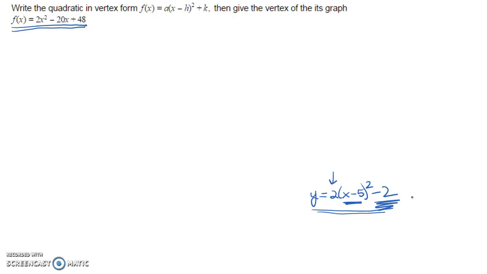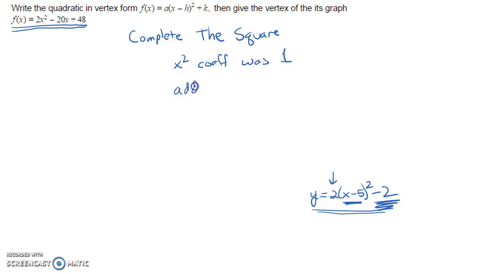Here's how we're going to do this. It's all about completing the square. Now, if you think back to our steps for completing the square, there were a few things that had to happen. The first thing was that the x squared coefficient had to equal 1. And then we had to add a number into the problem. But then also keep things balanced.